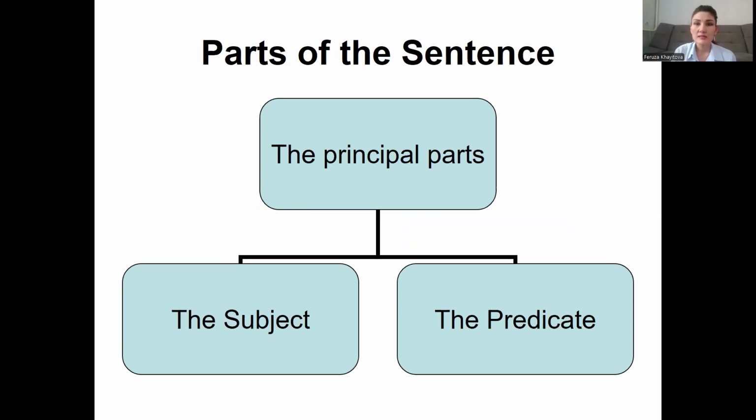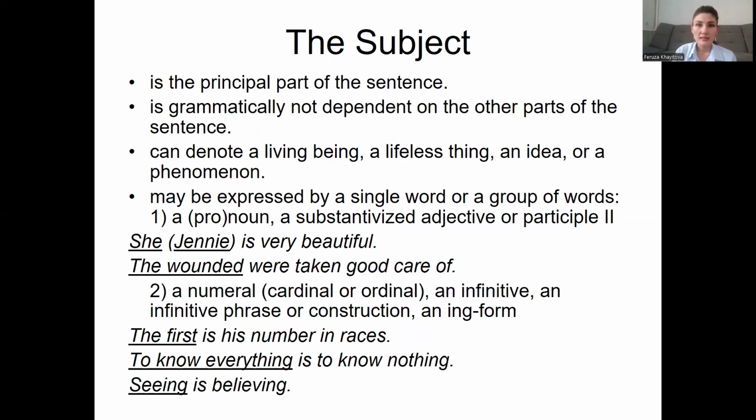Parts of the sentence. Principal parts are subdivided into the subject and the predicate. What is the subject? The subject is a principal part of the sentence, grammatically not dependent on the other parts of the sentence. It can denote a living being, a lifeless thing, an idea, or a phenomenon. It may be expressed by a single word or a group of words.